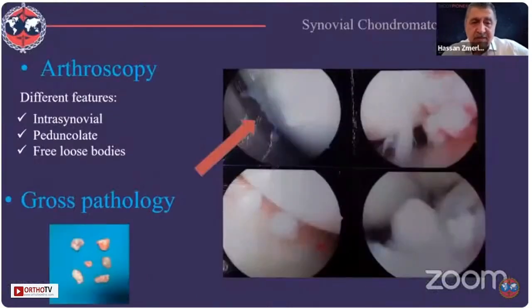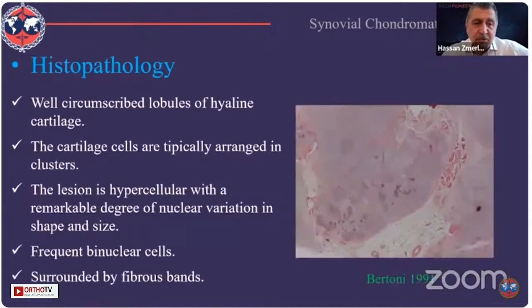It is very important, the arthroscopic characteristic of this disease. We can see intrasynovial nodules, a pedunculated nodule, free loose bodies. In this case, we can see the different phases of the disease. In some cases, it is important also to analyze the gross pathology of the fragment and the histopathologic features. Generally, it is not necessary, but in some cases, when we have a doubt, the histopathology is important.